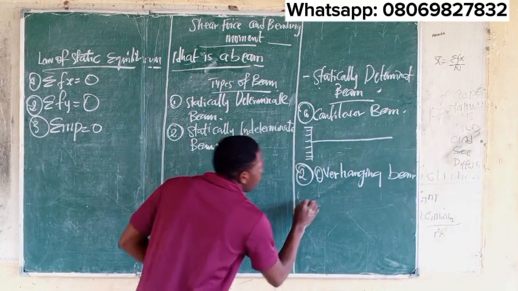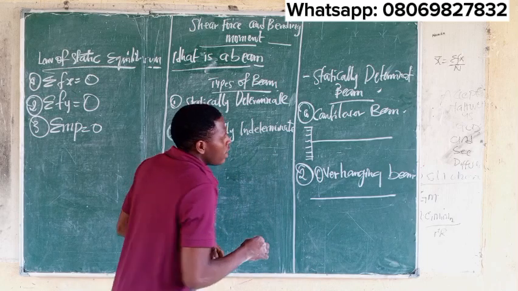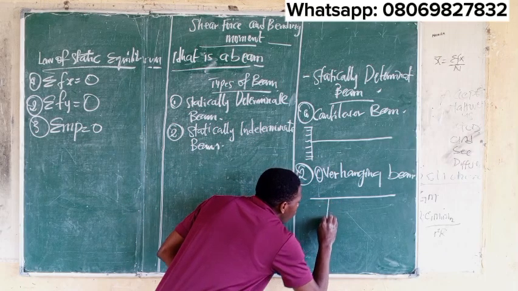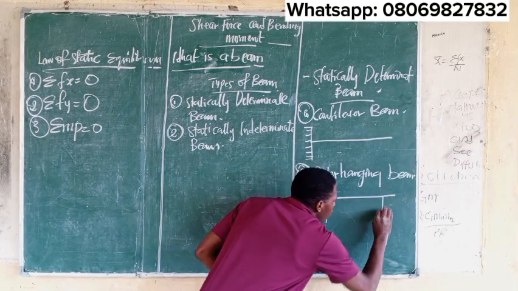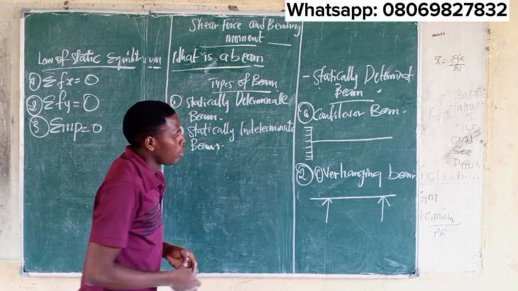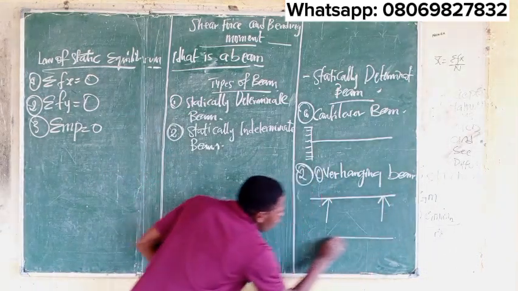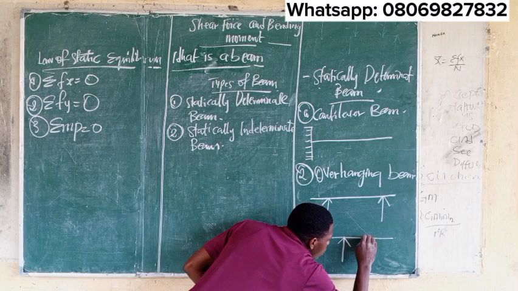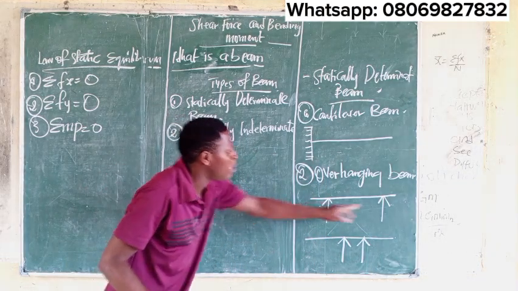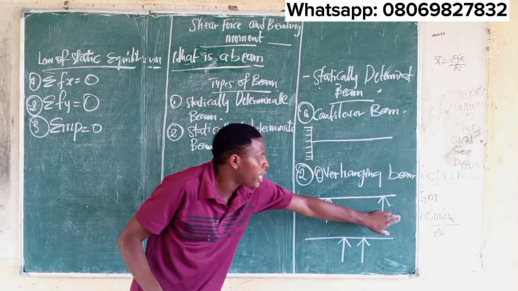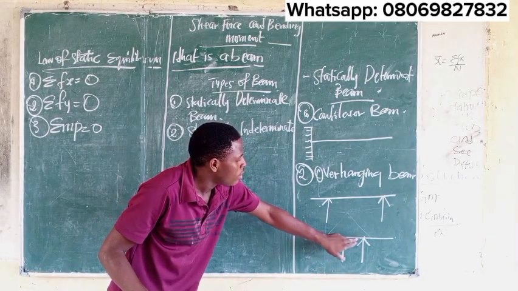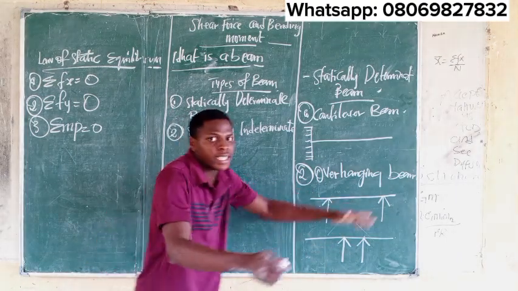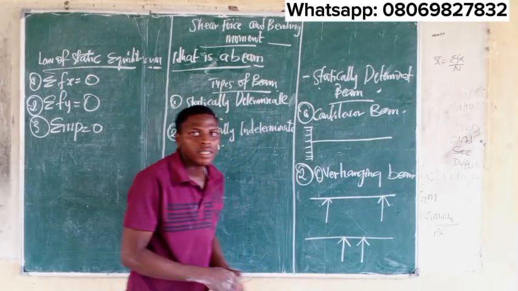Now, if you have a beam of this manner, and the support is not necessarily placed at both ends, your support might be at this point, or this point, or you have a beam like this, your support might be here or at this point. The supports are not placed at both ends of the beam.